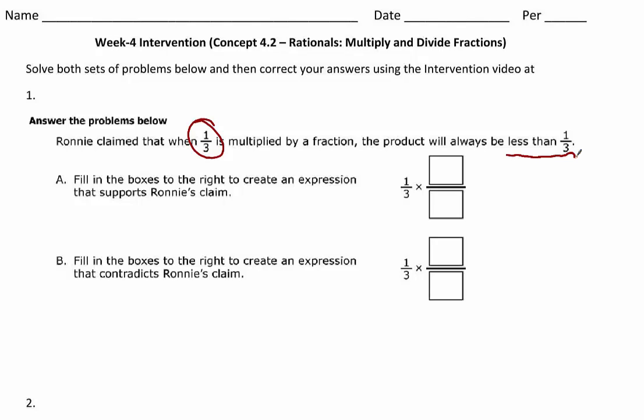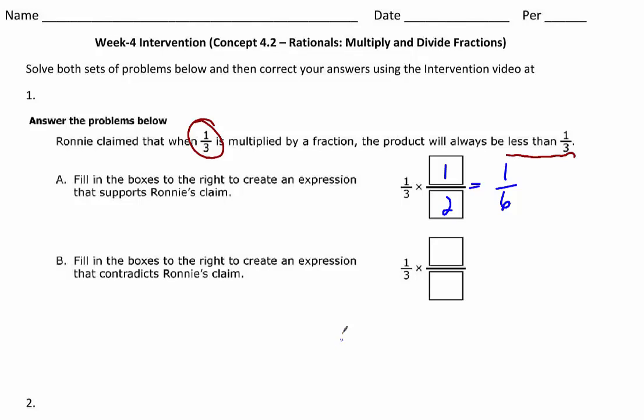If you multiply 1/3 times a half, you'll get half of 1/3. If you multiply 1/3 times a fourth, you'll get a fourth of 1/3. So all those things will be less than a third. So we can prove that. Let's just take a half. If you multiply 1/3 by 1/2, you will get 1/6, and 1/6 is less than 1/3.